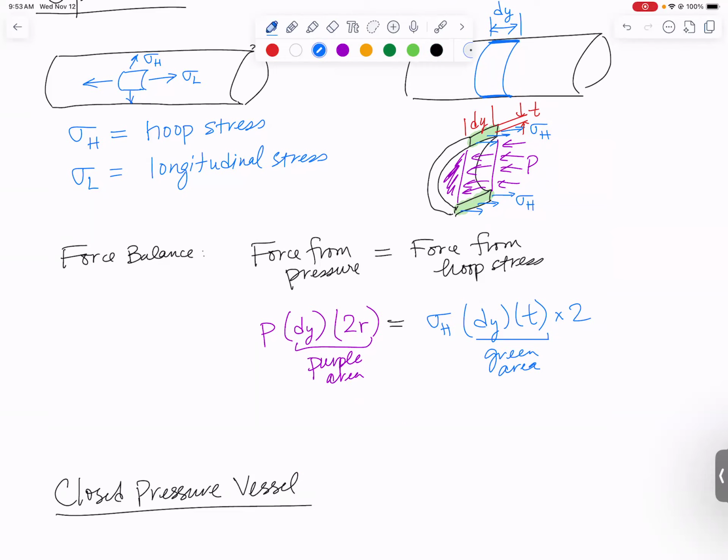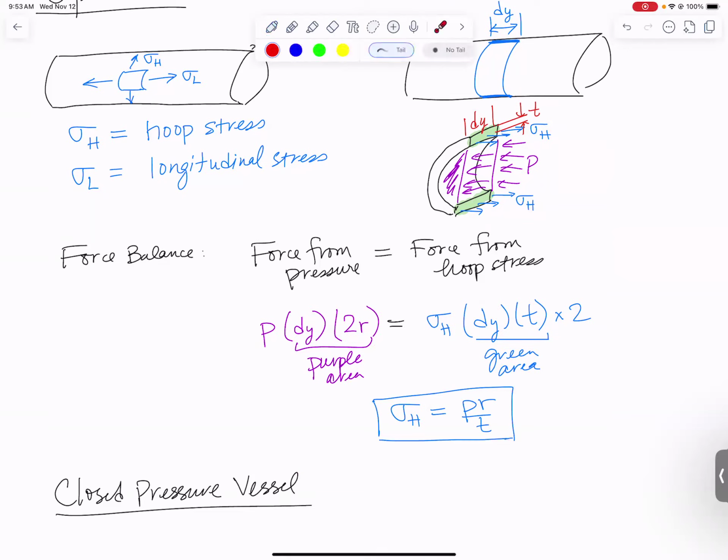I get that my hoop stress is equal to, see the dy's are going to cancel, the 2's are going to cancel, we get PR over T. Very simple equation. And it should make sense that as the pressure goes up, the hoop stress goes up. Units will work out because pressure is going to be units of pascals or psi, and then we've got inches over inch or meters over meter. So units will come out in psi or pascals just fine.